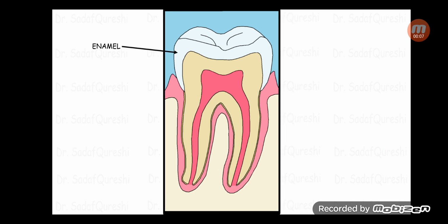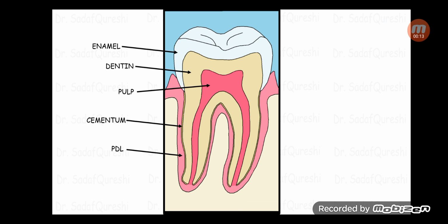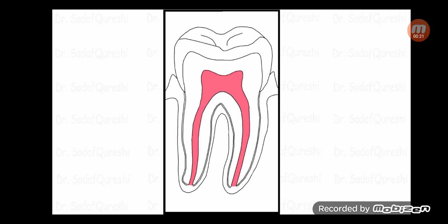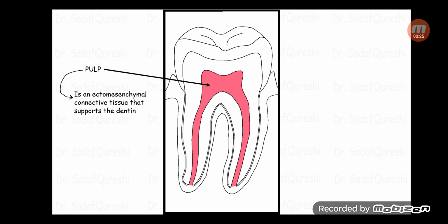If we look at the structure of tooth, we can appreciate enamel, dentine, pulp, cementum, periodontal ligament or PDL, alveolar bone proper, apical foramen, interradicular bone, and tooth socket. But as we are going to talk about this area that is called as pulp, we are going to focus on this. Dental pulp or pulp is an ectomesenchymal connective tissue that supports the dentine.